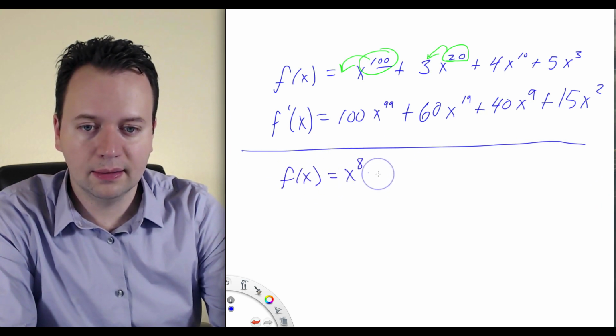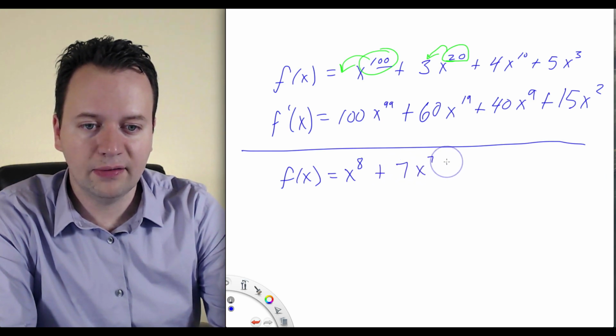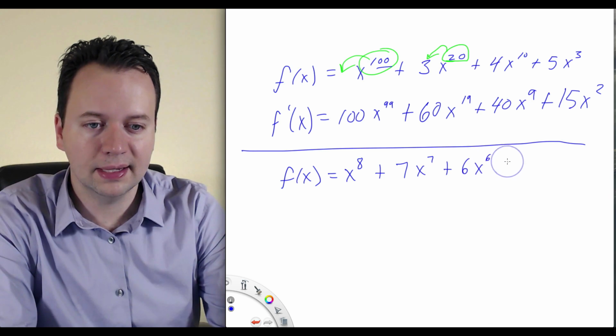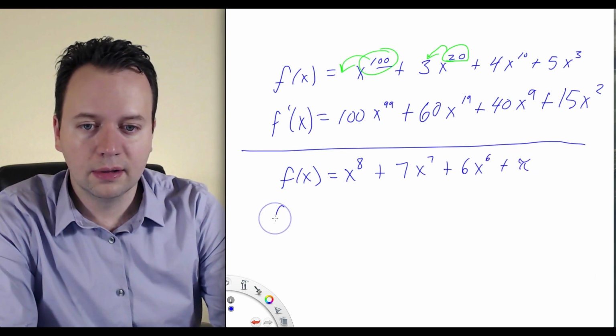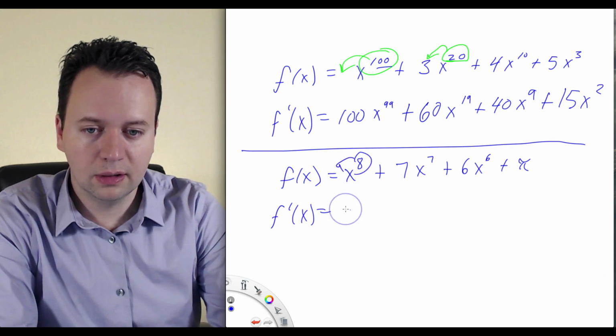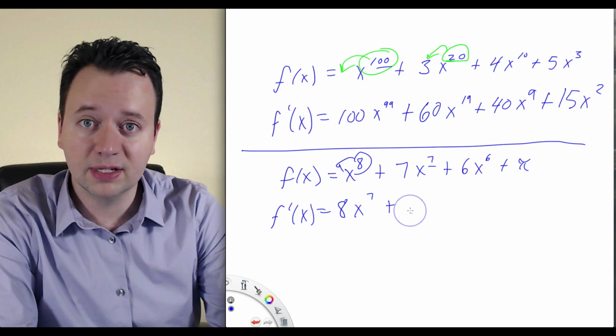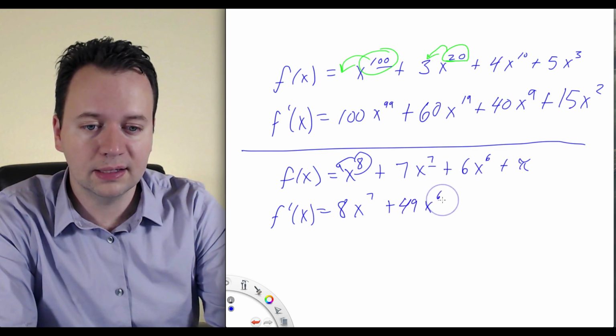x to the 8 plus 7x to the 7 plus 6x to the 6 plus pi. The derivative: 8 comes down out front, so we get 8x to the 7. 7 comes down, so 7 times 7 is 49, so 49x to the 6.